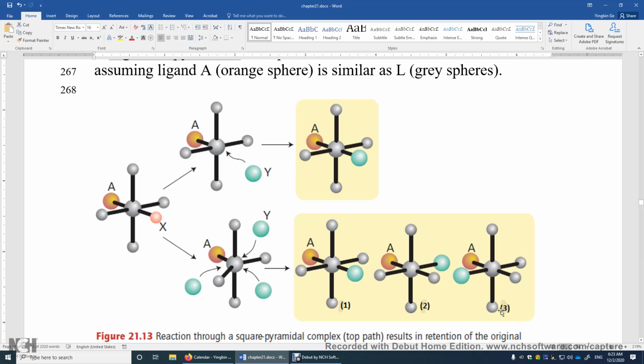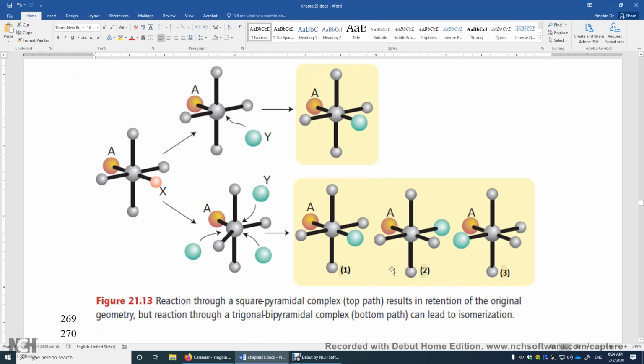All right, so you can just imagine we can rotate this 180 degrees and then rotate this a little bit, and then you'll see the orange can superimpose on this orange. At the same time, the green can be superimposed on this green. So these two are the same. At the end, you'll find 1/3 trans and 2/3 cis.